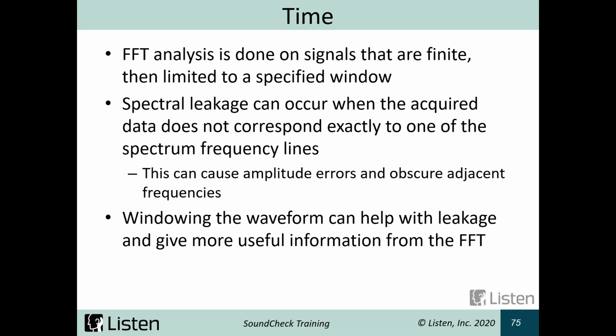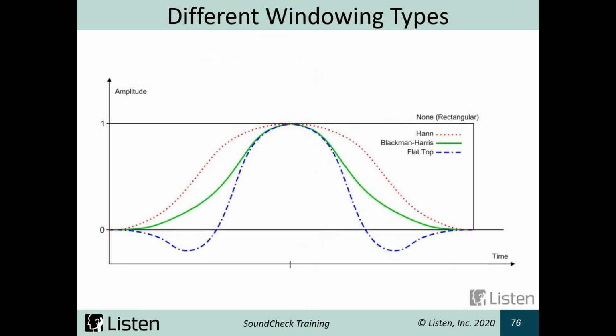So how do we pick the right window and which weighting is appropriate for our use case? Here is a picture of the common windowing types that are available for us to select from the analysis editor. The first option is to select none, also known as rectangular. In red, we have Hanning. In green is Blackman-Harris, and blue is Flat Top.